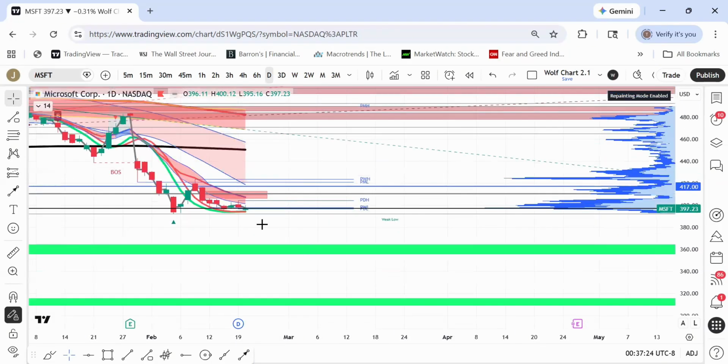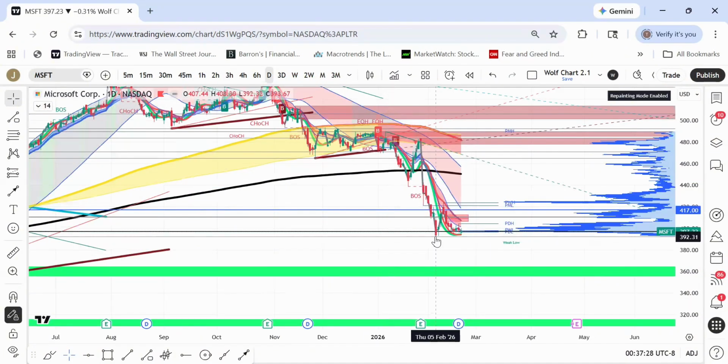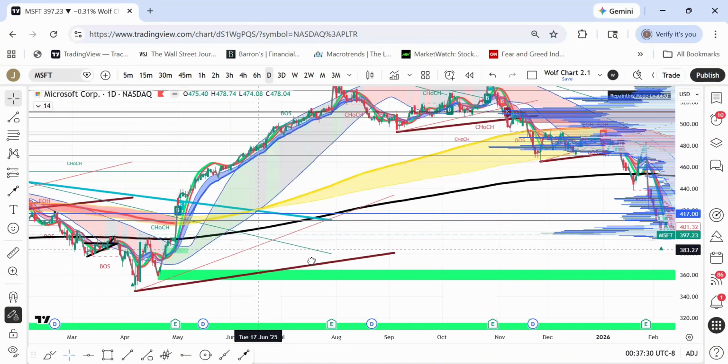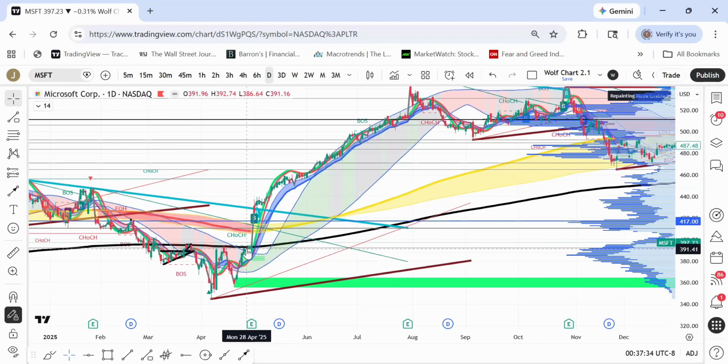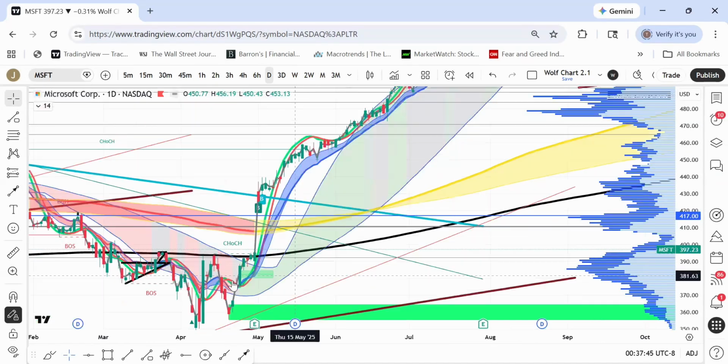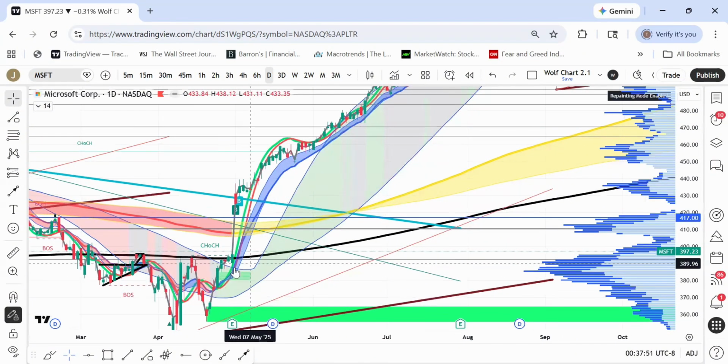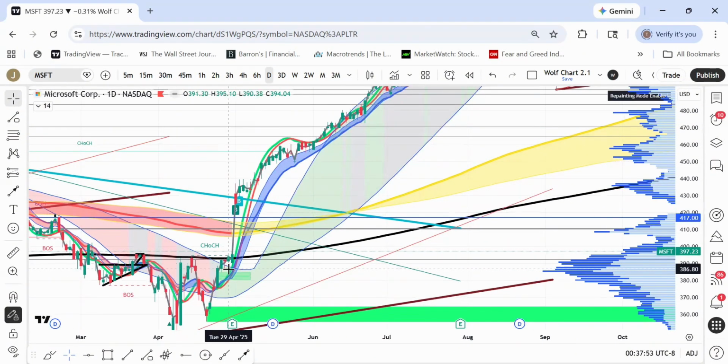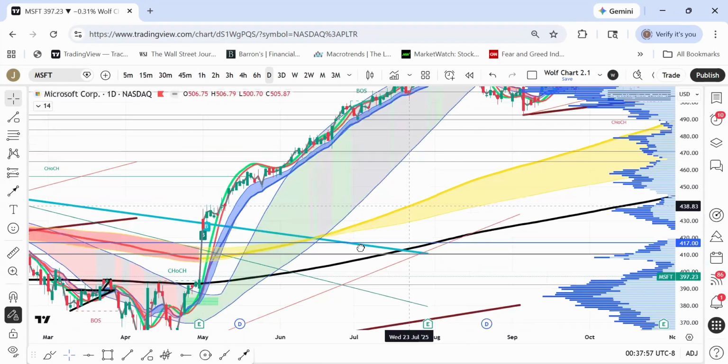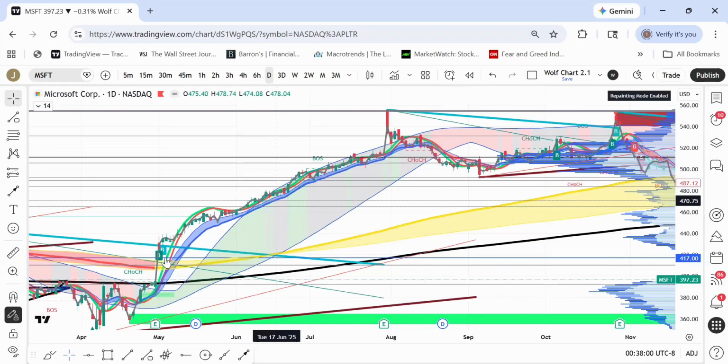Now, if we look back, last time they were here at this historical support right here, that was April 28th, 2025. So we're almost coming up on a year that Microsoft was at this price. There's no order block right here like Palantir, but we can tell the last time they were here was April 29th, 2025. From right here, Microsoft shot up all the way from 397 to 554.